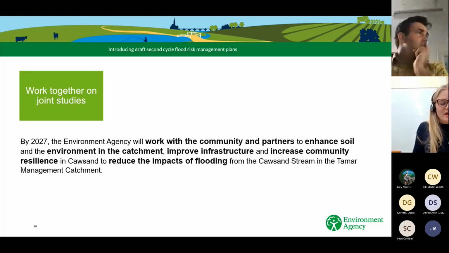Working together: pretty much all of our measures, you might have noticed, say we'll work with the community and work with partners. So we've spelt that out in a lot of our measures. Here's one of Cornwall's, on how we're going to work with our communities and partners to manage the catchment, as well as improving our infrastructure to reduce flood risk and increase our community resilience.